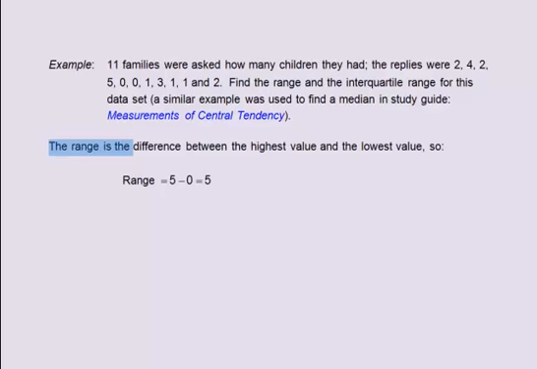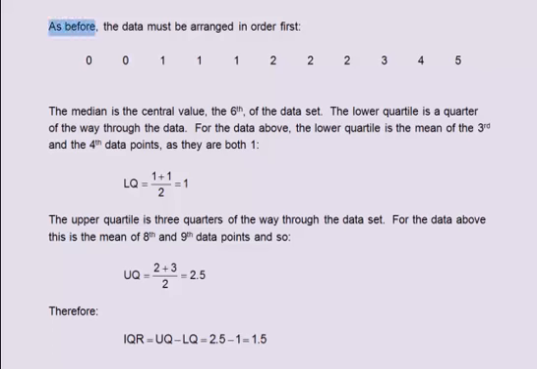The range is the difference between the highest value and the lowest value, so range equals 5 minus 0, which equals 5. As before, the data must be arranged in order first. 0, 0, 1, 1, 1, 2, 2, 2, 3, 4, 5. The median is the central value, the sixth of the data set.